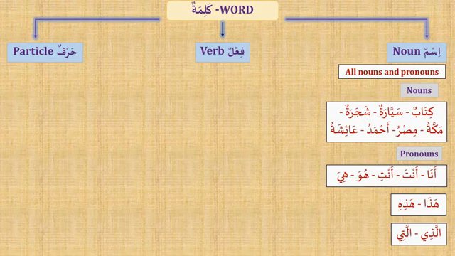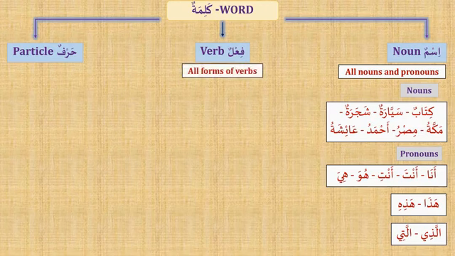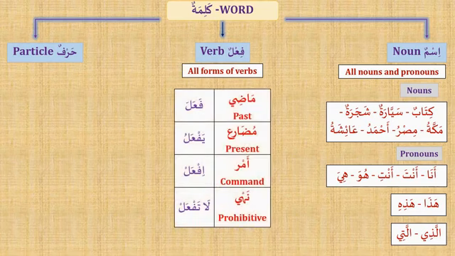The second type of kalima, word, is فعل, verb, that includes all tenses, all forms of verbs. ماضي, past tense, فعل, he did. مضارع, present tense, يفعل, he is doing. أمر, command, افعل, do.